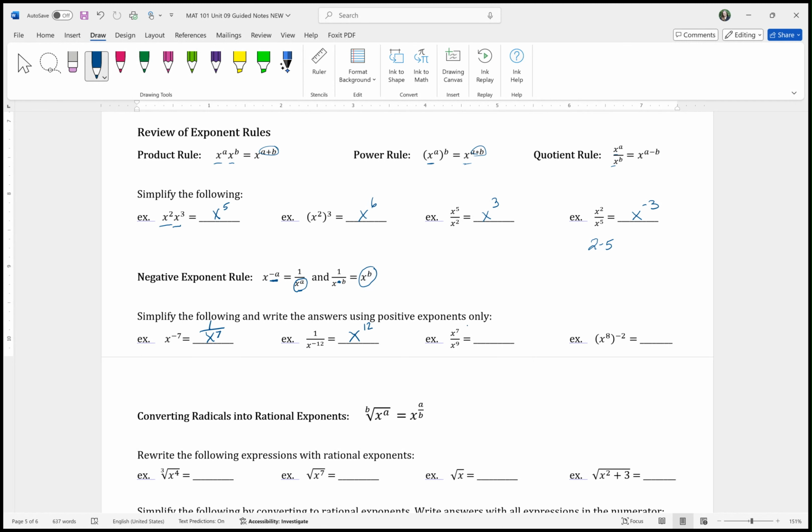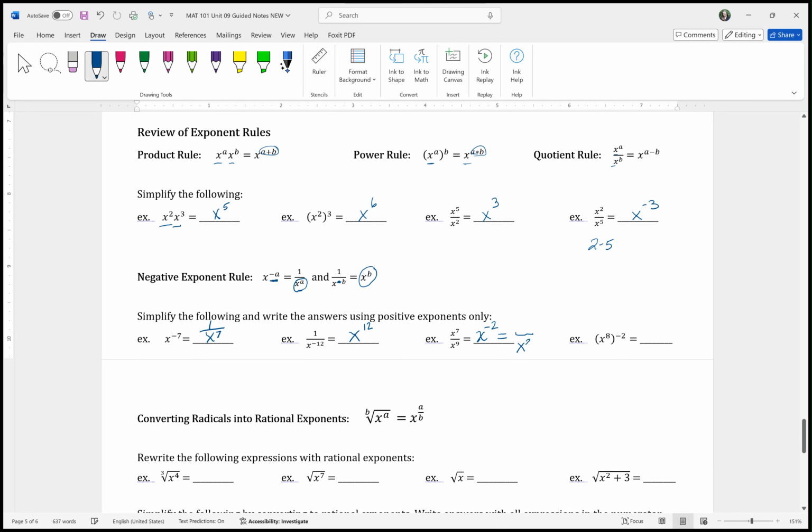This one, we have to do quotient rule first. So we are subtracting: x to the 7th divided by x to the 9th is going to be 7 minus 9, which is x to the negative 2, which simplifying that allows me to take it back down to the denominator, x squared with a 1 on top.